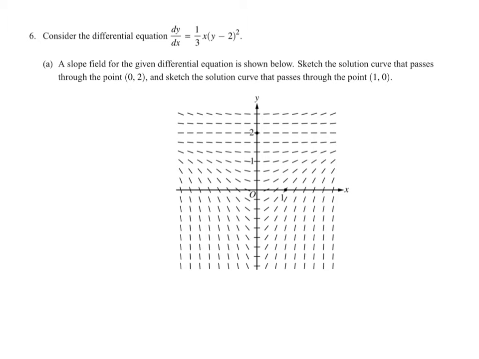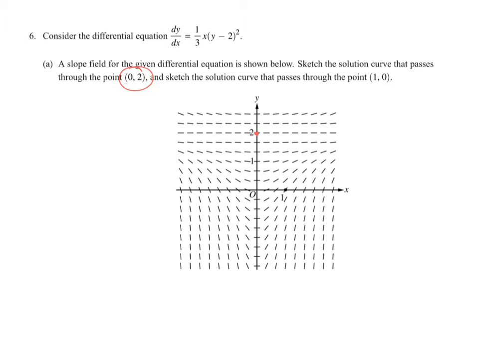So usually it's part A that involves a slope field, and typically you're the one who has to draw the slope field. This question from 2018 is different. They give you the slope field and you have to draw the curve. Well, actually you have to draw two curves because we have to go through 0, 2 and then a separate curve through 1, 0. So I'll start with 0, 2, which is the point right up here.